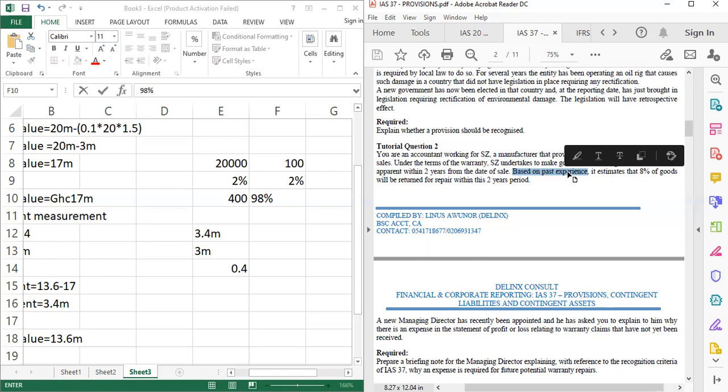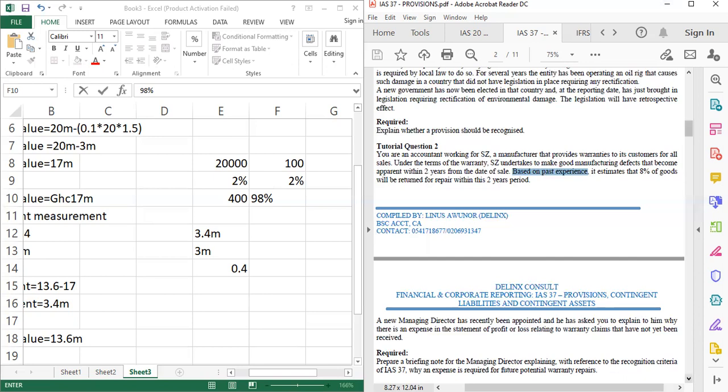But if there's no obligation, there's no estimate, and there is no possibility that there will be an outflow of resources, provision should not be made. So whenever you pick a question on provision, look for the criteria, look for the conditions. If the accountant is making provision, why are they making provision? Is there any condition which is necessary for them to make the provision?